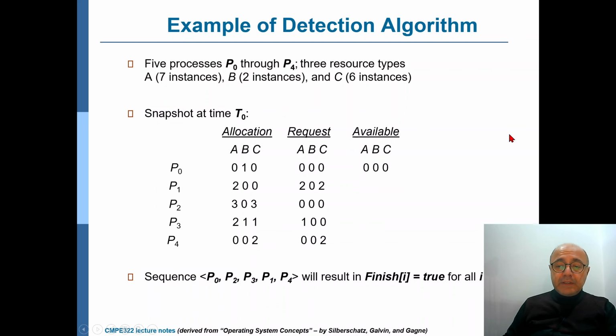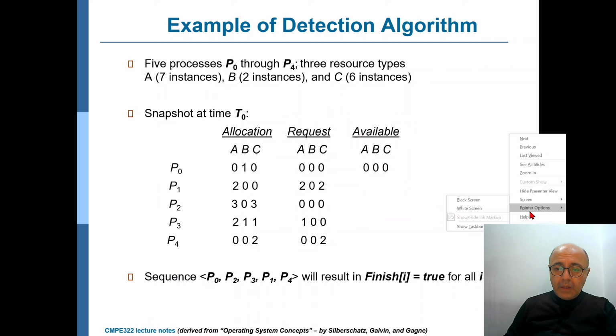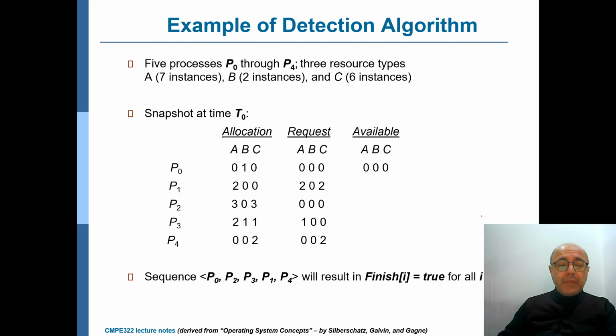So let's look at this example. Let me also get the pen. We are assuming that we have 5 processes, P0 through P4, and 3 resource types, A, B, C, with the given instance values. At any point in time during the execution of this system of 5 processes, we have this given snapshot, and currently we don't have any available resources A, B, and C in the available vector. They're all zeros.